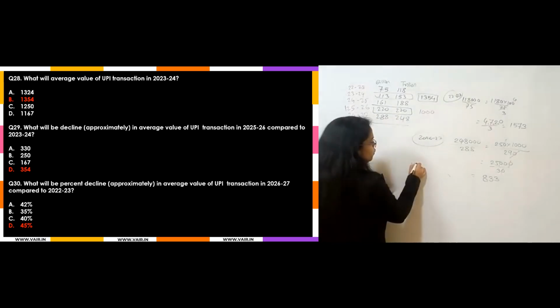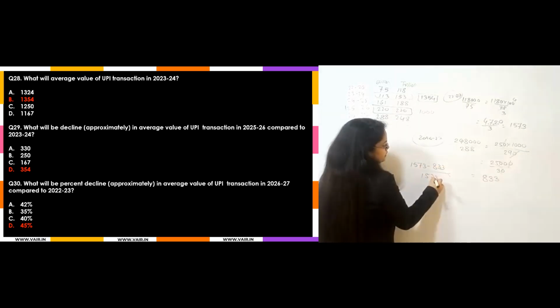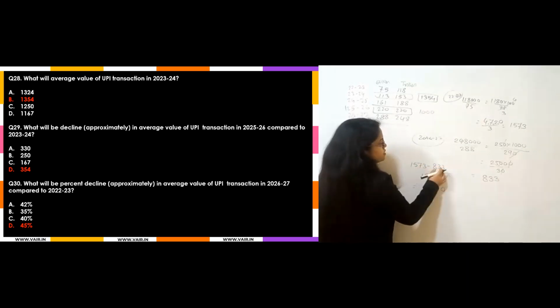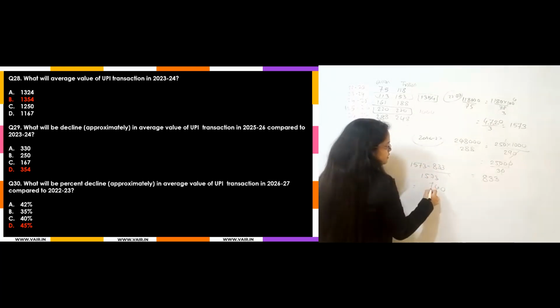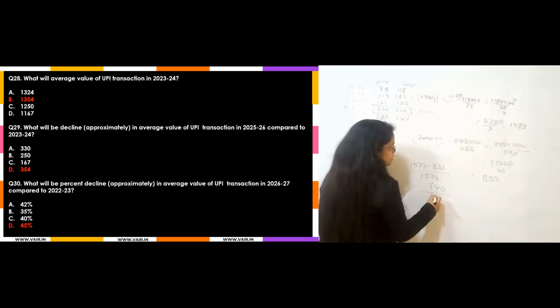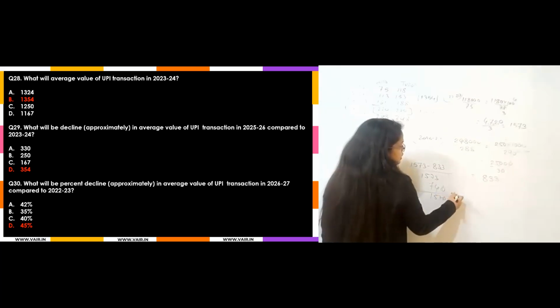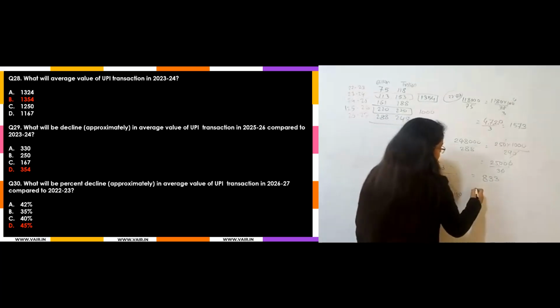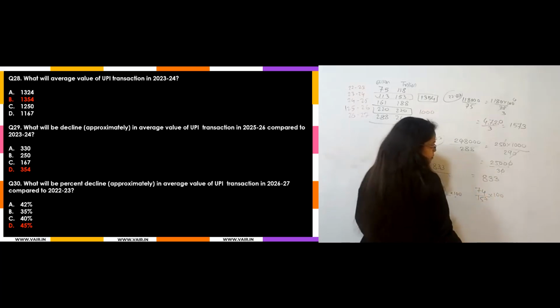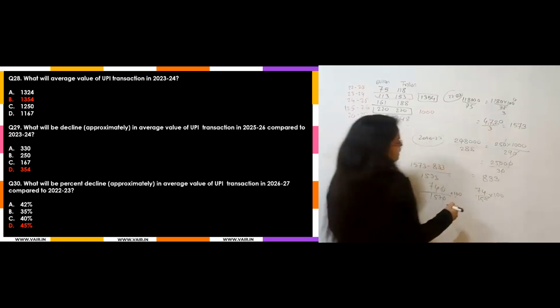So what will it be? 1573 minus 833 divided by 1570. What is this value? 330. 7 minus 3, 4. 15 minus 8 is 7. Divided by 1570. And in percentage, so you will multiply with 100 now. So if I cancel it out, 74 divided by 157 into 100. No, I can't cancel by any number.